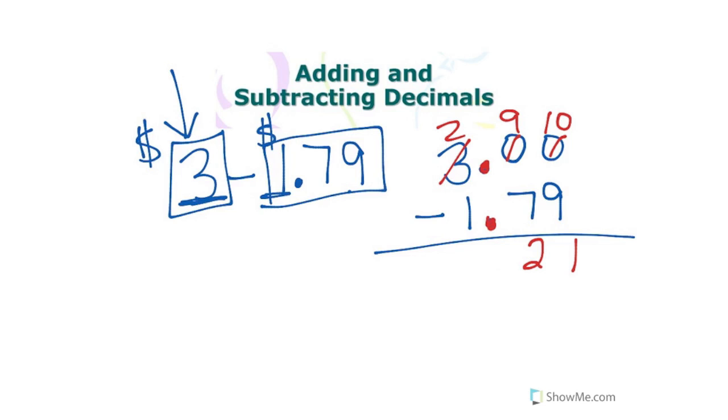Decimal, decimal, decimal. Line up the dot, give it all you got. 2 minus 1 is 1. So my final answer is 1 and 21/100. Super easy. Let's try one more.